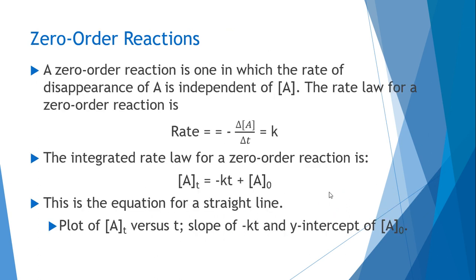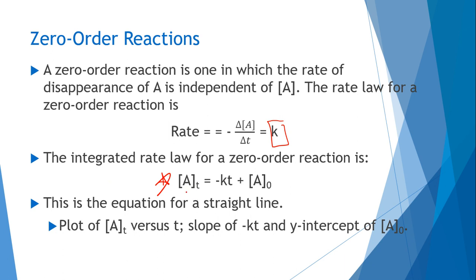And last but not least, we're going to learn about zero order reactions. A zero order reaction is one in which the rate of the disappearance of A is actually independent of the concentration. And the rate law for a zero order reaction is actually rate equals K. So the integrated rate law for a zero order reaction is as follows. Again, I will give this to you. This is the equation for a straight line.